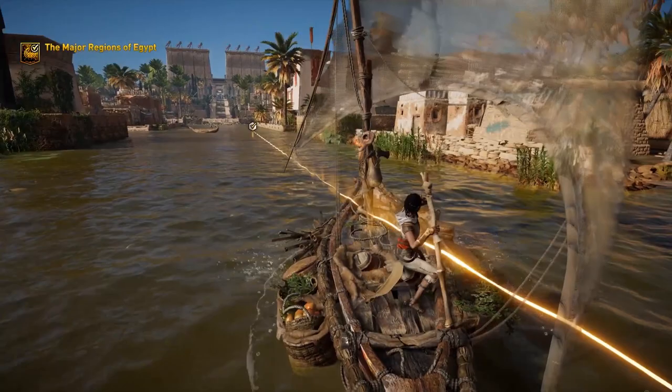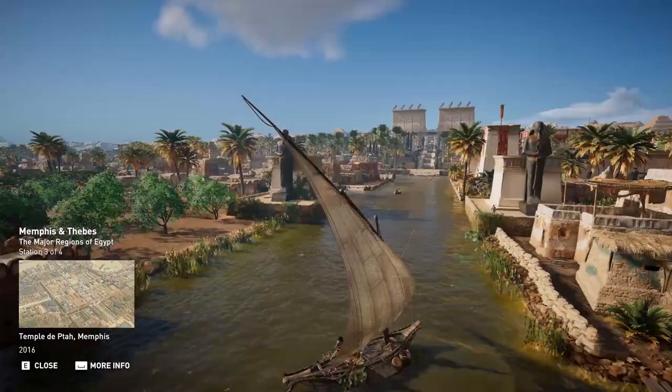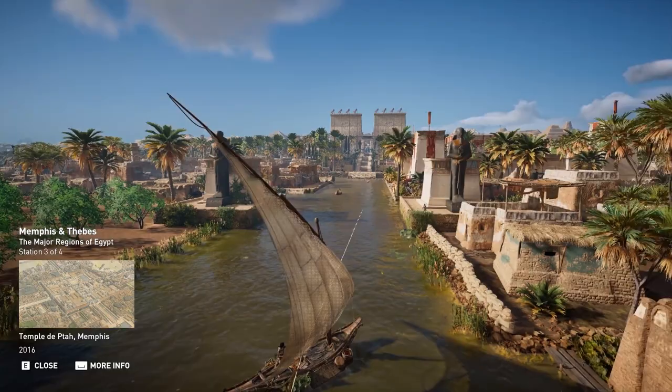Both regions had competing major cities, most notably Memphis in Lower Egypt and Thebes in Upper Egypt. There were different religious cults in both regions, each worshipping their own major gods.